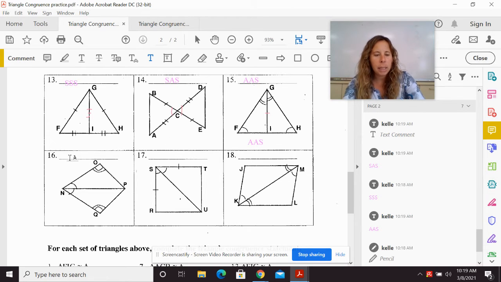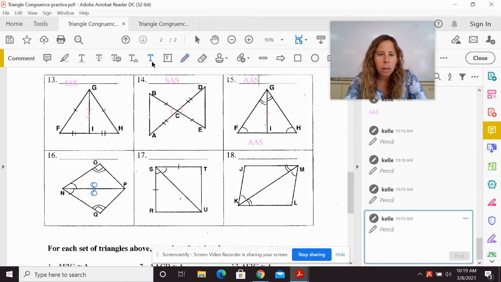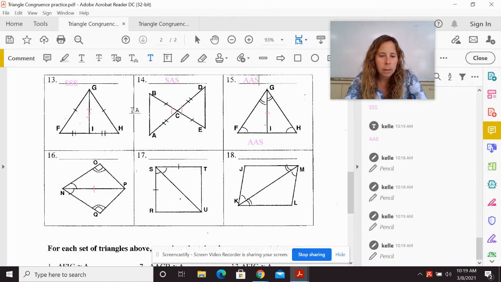Alrighty. Number 16, drawing your line of congruency on the shared side. Okay, so then I have side, angle, angle, or angle, angle, side, if you will. So whichever way you want to write it. Okay, angle, angle, side. So those are congruent by angle, angle, side.